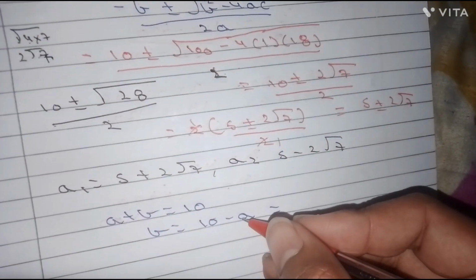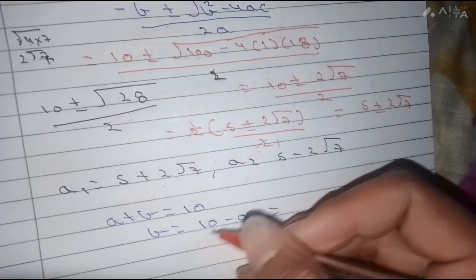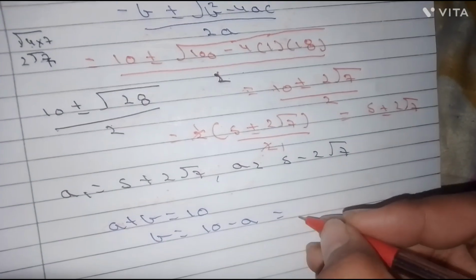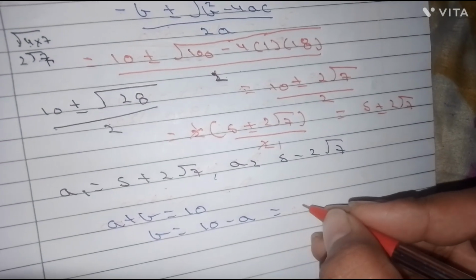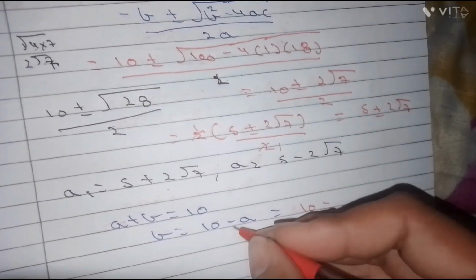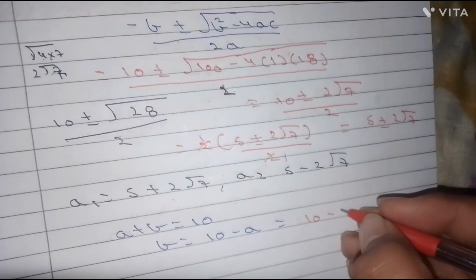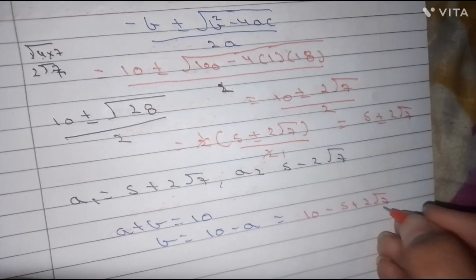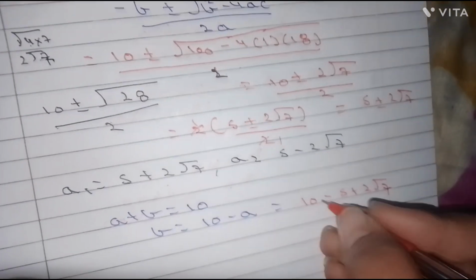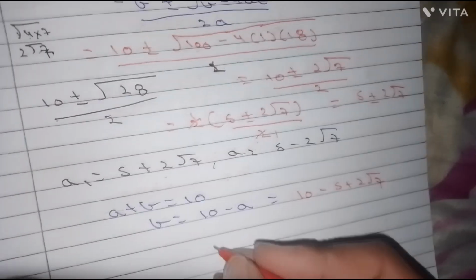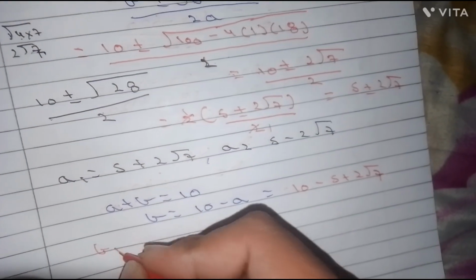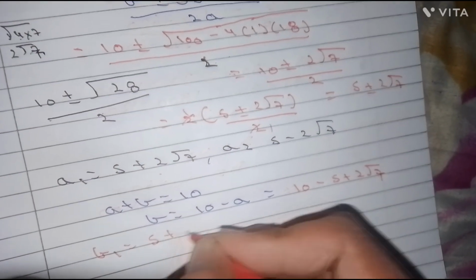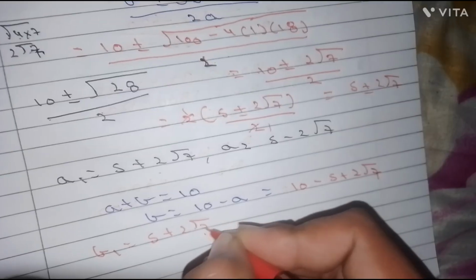The value of a we know. The value of b we don't know. So first we get the value of b1 while putting 10 minus the value of a1, which is 5 plus 2 root 7. So 10 minus 5 plus 2 root 7. So what did we get here? The value of b1 is equal to 5 minus 2 root 7.